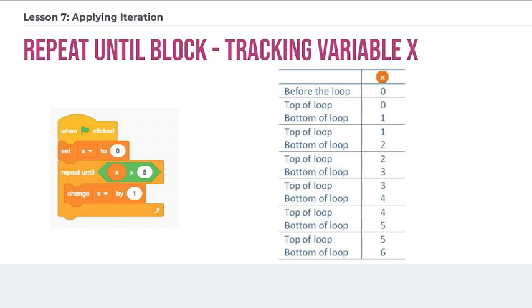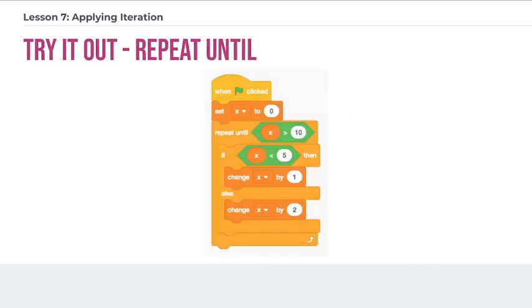It's going to continue until the value of x becomes greater than 5. So just being 5 is not enough to make it come out of the loop. It has to actually exceed 5, and right here it does. So once it turns to 6, this loop would close out. In this try it out, you'll make a diagram just like the one that we just looked at to track what would happen in this more complicated repeat until code.